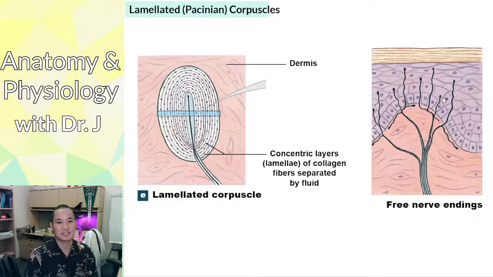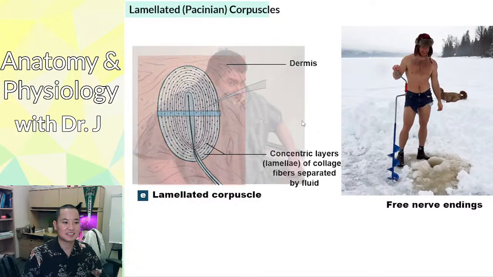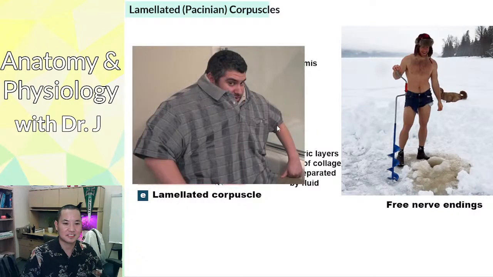So I like to think of it this way. Who's going to feel it more? If you punch this guy in the chest, or if you punch this guy who's wearing hundreds of shirts in the chest? The guy who is more naked and exposed to the environment is probably going to feel it more than the guy who you're trying to punch through multiple shirts and layers of armor. And this is also related to the function of Pacinian corpuscles.